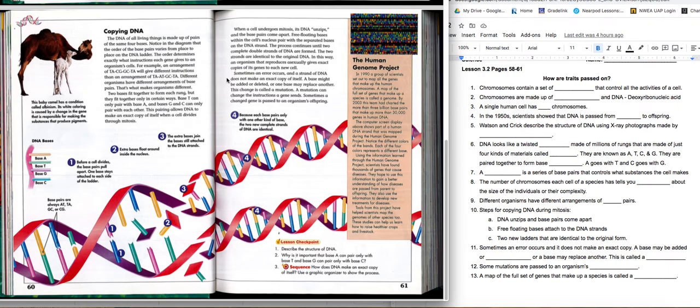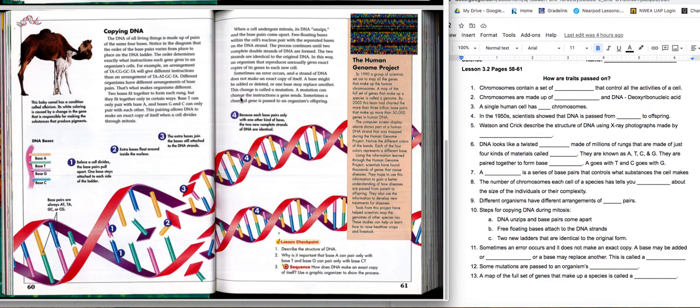Tragically, that doesn't always work that way. Sometimes an error occurs, and a strand of DNA does not make an exact copy of itself. A base might be added, or, fill in your blank on number 11, deleted. Or, another way it can happen is one base pair replaces another one. So it was supposed to be CG, and instead it turned into AT for some reason. That's what happens. This is called, the last blank in your number 11, a mutation.